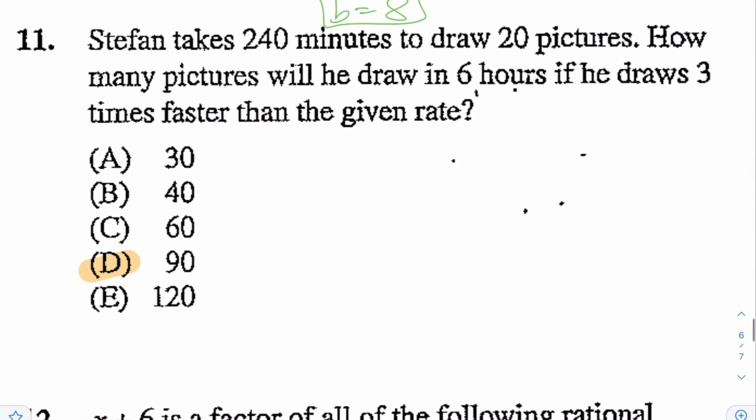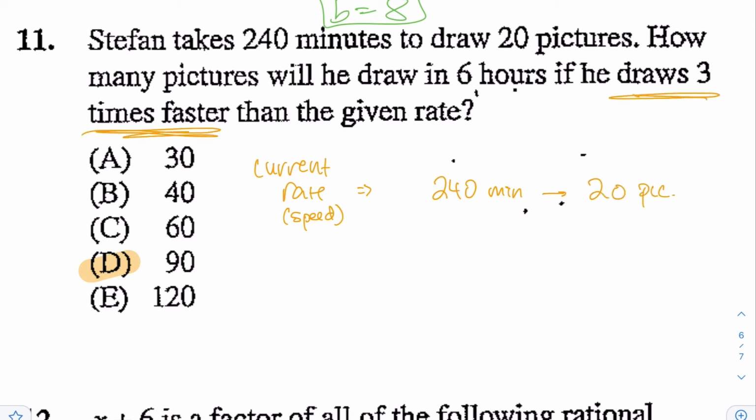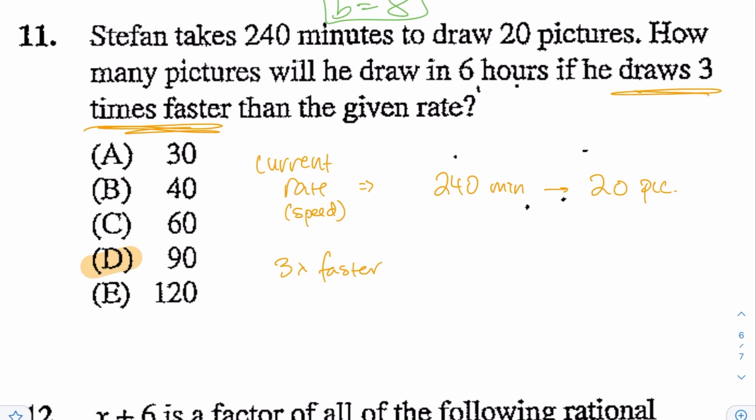Next, for number 11, Stefan takes 240 minutes to draw 20 pictures. How many pictures will he draw in 6 hours if he draws 3 times faster than the given rate? So right now his current rate, or speed, for drawing pictures is 240 minutes for 20 pictures. Now if he draws 3 times faster, that means that in that same time frame, you can draw 3 times as many pictures, so that's 60 pictures.